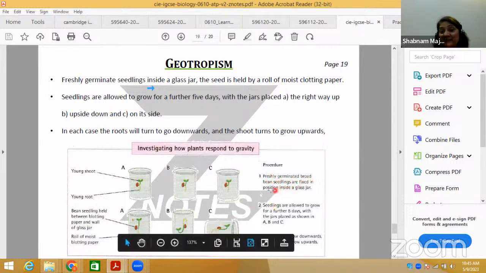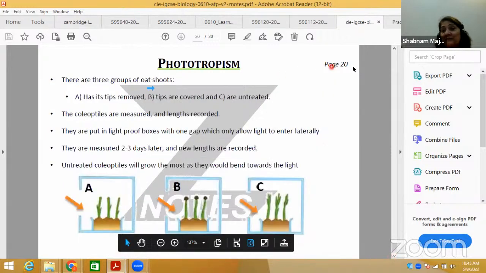Freshly germinated broad bean seedlings are fixed in position inside a glass jar. Number two, seedlings are allowed to grow for a further 6 days with the jars placed as shown in A, B, C, D. So it all depends. So you can check those. There are three groups of them.